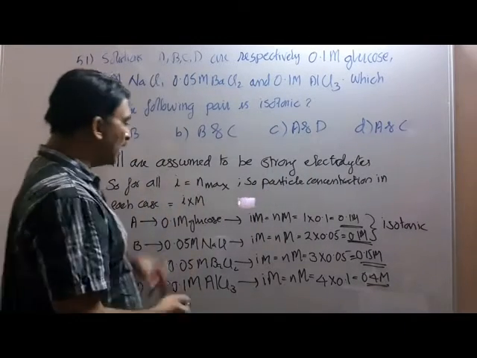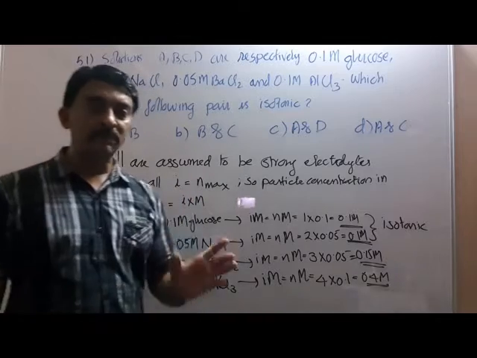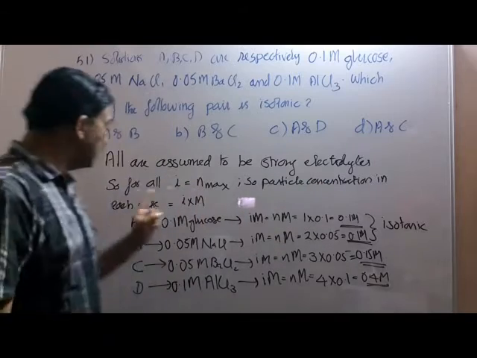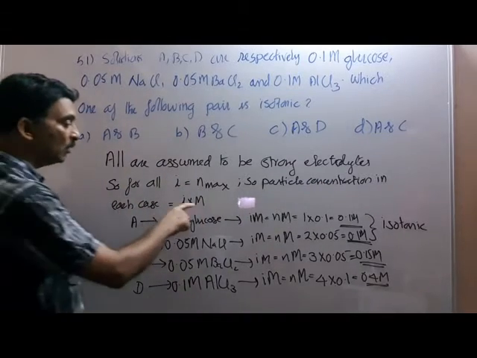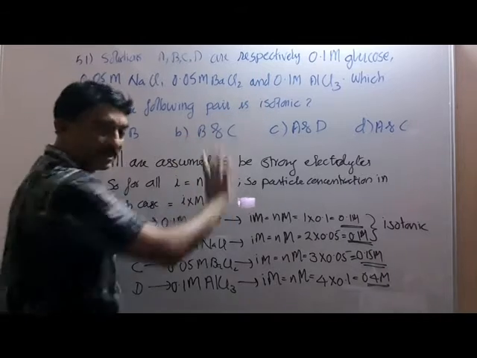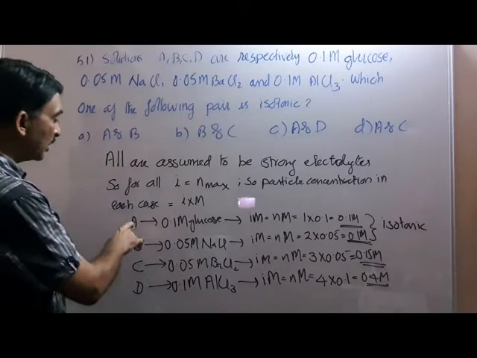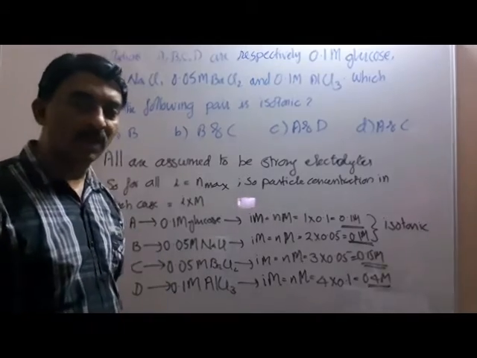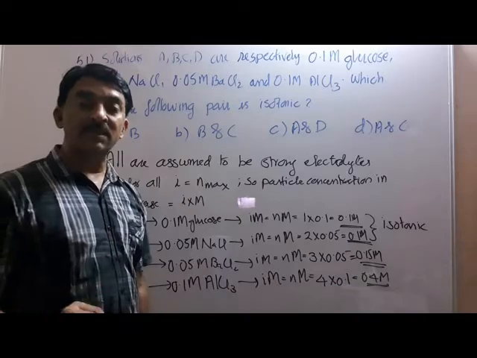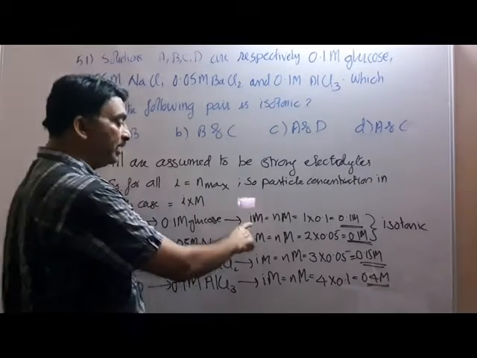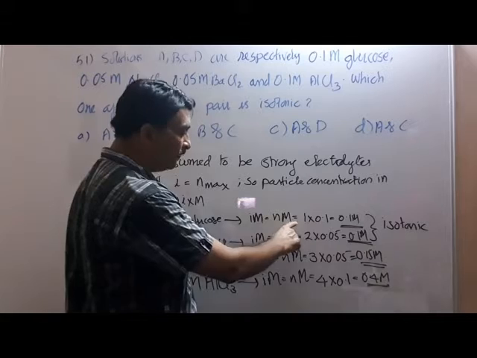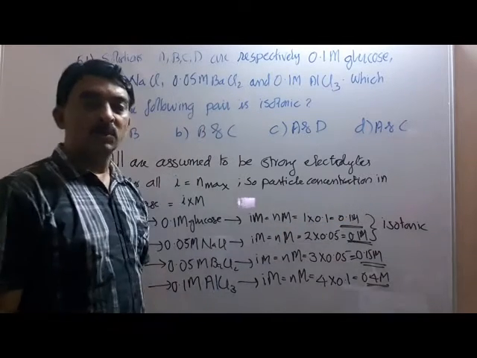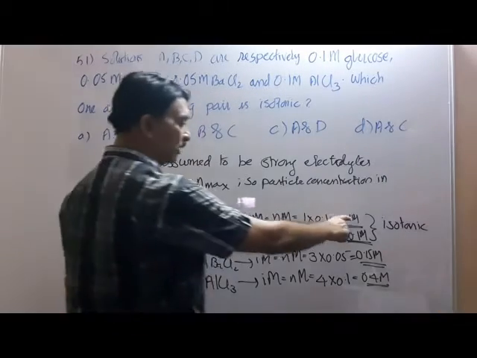So for all, i is equal to n max, the maximum number of particles from a molecule. So the particle concentration in each case is i into capital M because we are provided concentrations as molarities. In case A, 0.1 molar glucose, it is a non-electrolyte, so the given concentration itself is the particle concentration. So iM is equal to nM is equal to 1 into 0.1 molar is equal to 0.1 molar. So its particle concentration is also 0.1 molar.